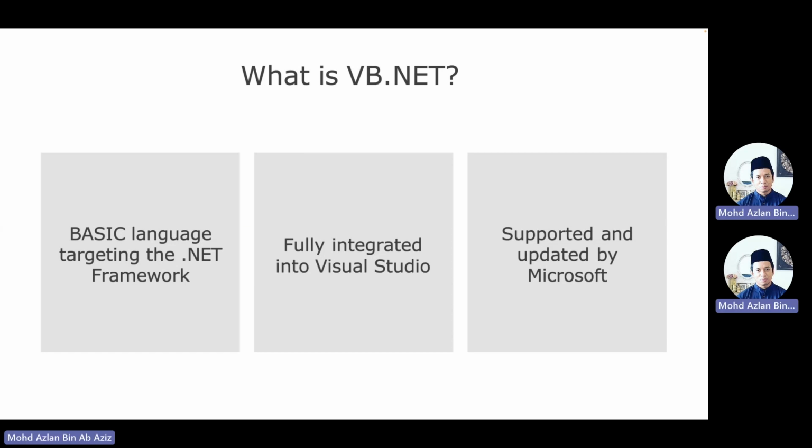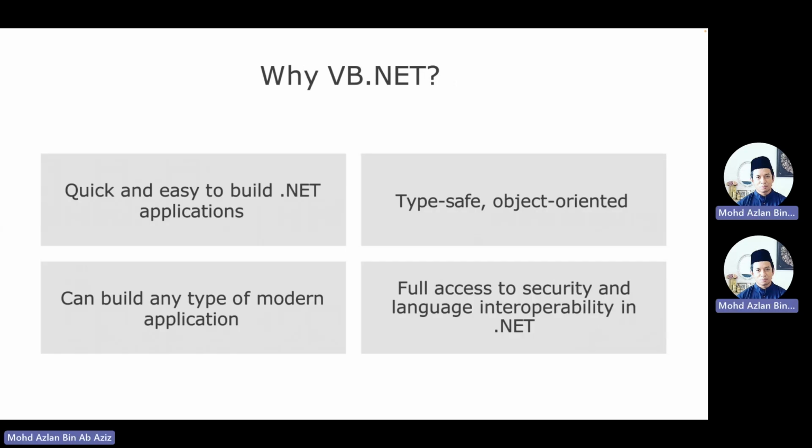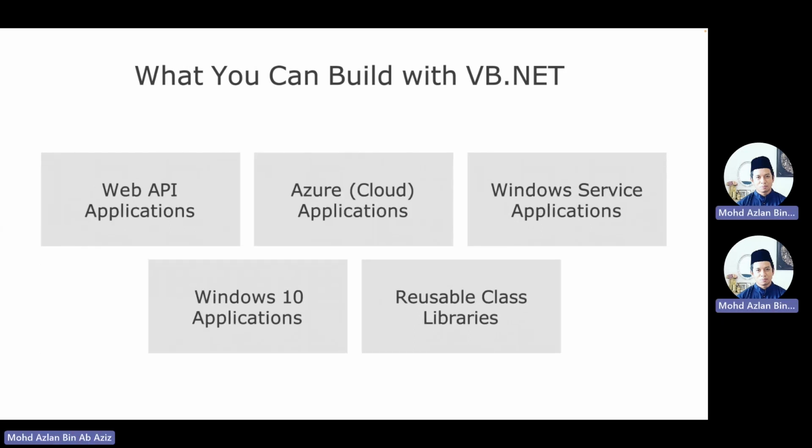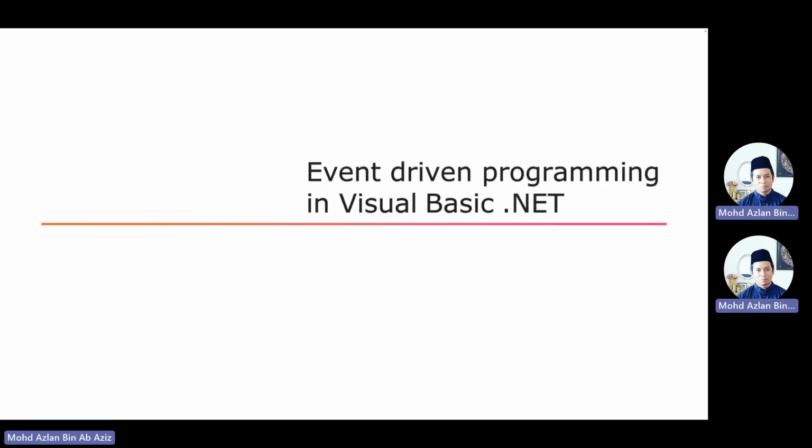Okay, so VB.NET is fully integrated into Visual Studio, and we can build .NET application very easily. It is a type-safe object-oriented language. We can build any type of modern application, and it has full access to security and language interoperability in .NET. We can use this language to build Windows Form, Web Form, MVC, and WPF. You can use it for Web API application. You can use it to build Azure application, Windows services, reusable class libraries, Windows 10 applications.